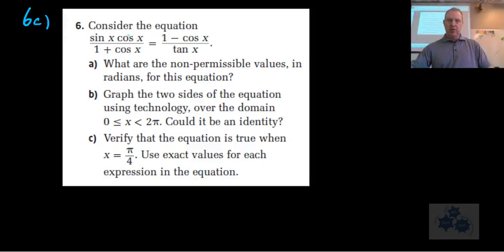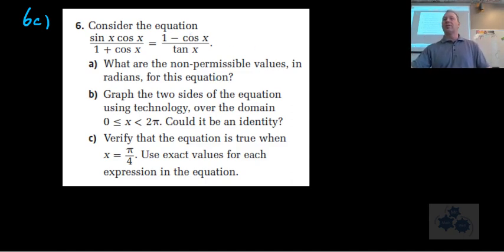So section 6.1, number 6C, is the one we have problems with. So let's just go through 6 altogether, just in case anyone had problems with this. It says consider this equation. Okay, so this side is equal to this side. It's an equation. What are the non-permissible values in radians for this equation?